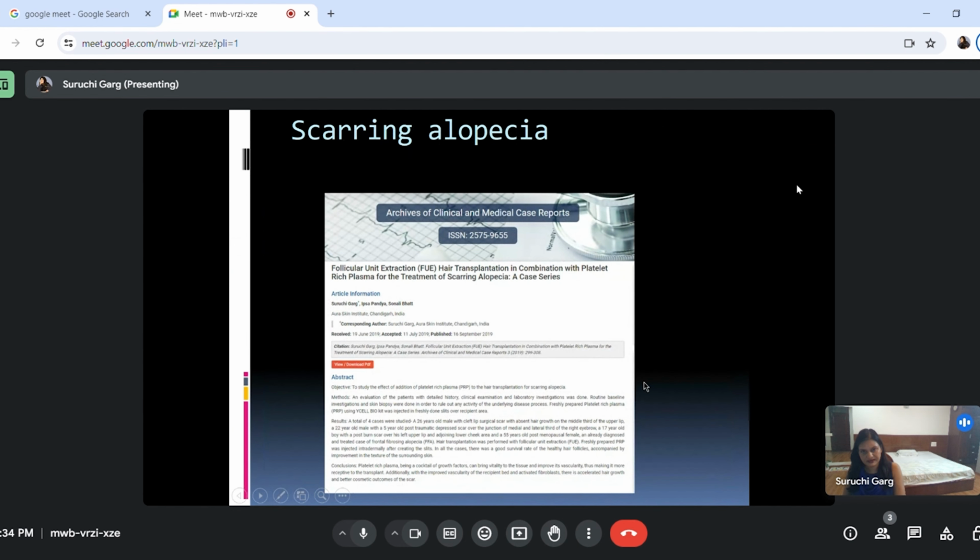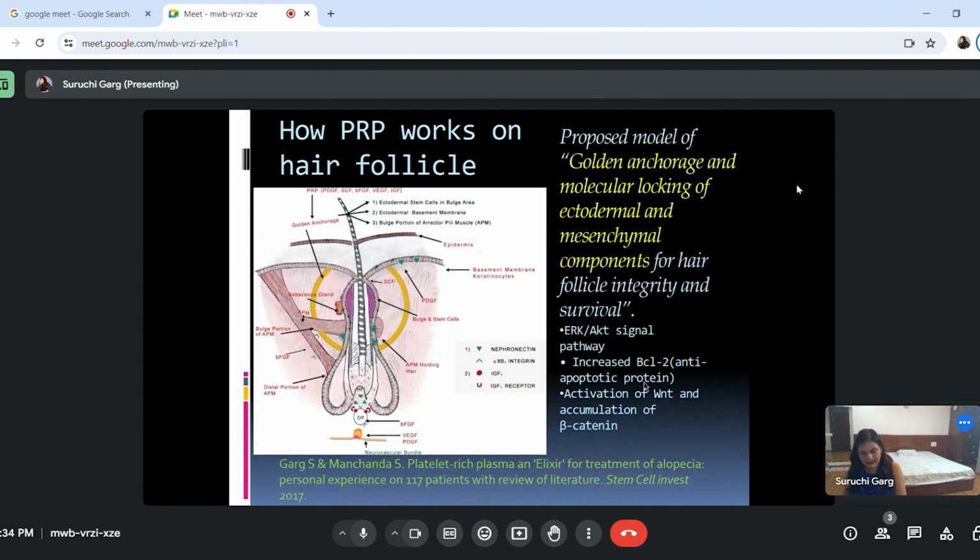Right. So here we have a case report of scarring alopecia, published in Archives of Clinical and Medical Case Reports. And again, how it works, we have proposed golden anchorage and molecular locking of ectodermal and mesenchymal component. This is a hair model, and it shows how PRP works in different tissues and cells around the hair follicle, and it helps in improving the overall environment around the hair follicle.